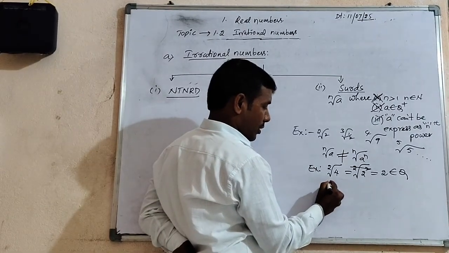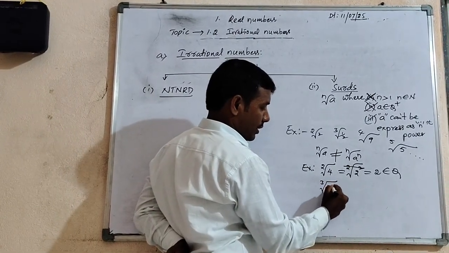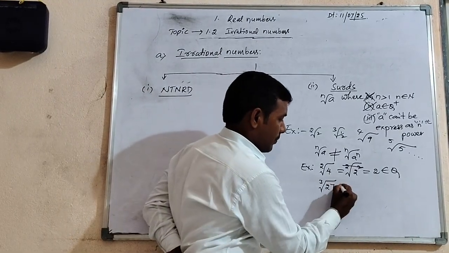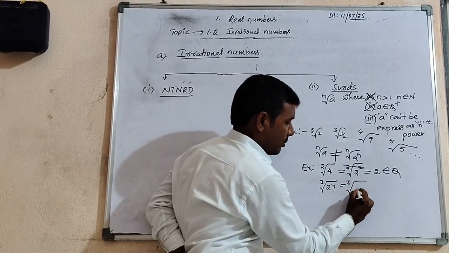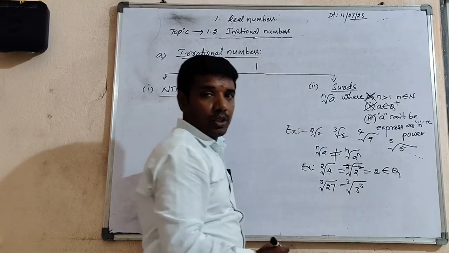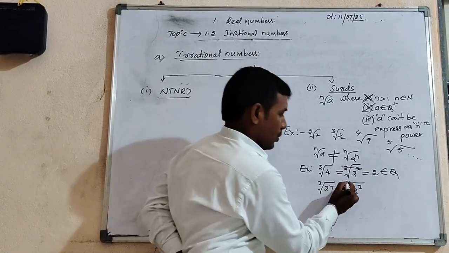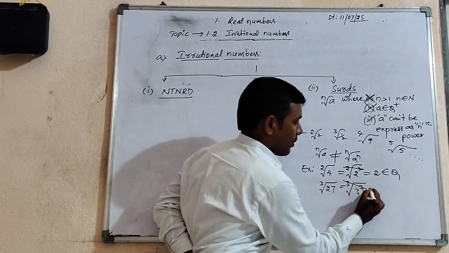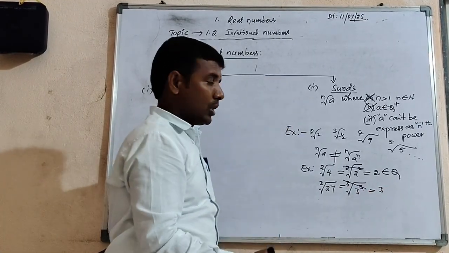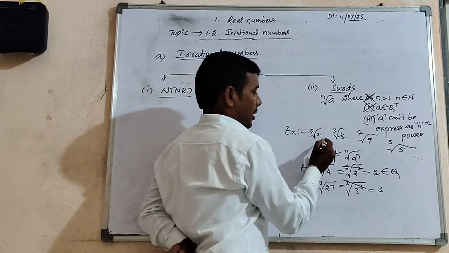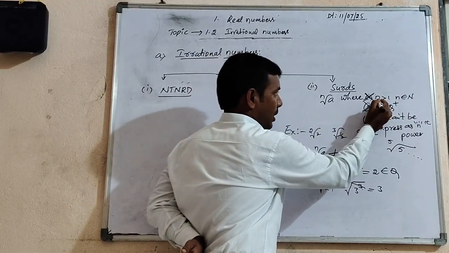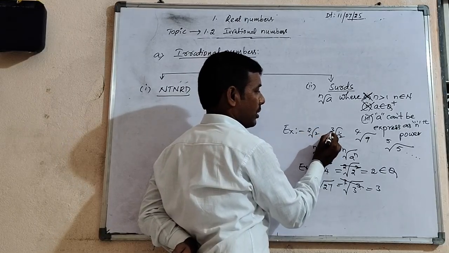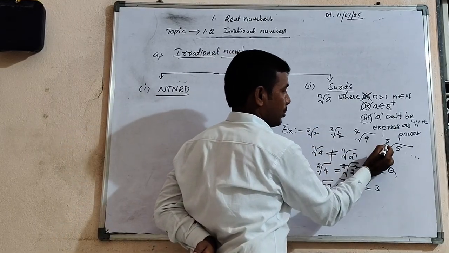One more example I want to give: the cube root of 27. Okay, now understand. The cube root of 27 can be written as the cube root of 3 power 3, which is 27. So the n position is 3 and the exponent is 3. Both are cancelled, and we get 3 only. So what I am saying is that the n value more than 1 is a natural number. Yes, 2 is more than 1, natural. 3 is more than 1, natural. 4 is more than 1, natural. 5 is more than 1, natural.